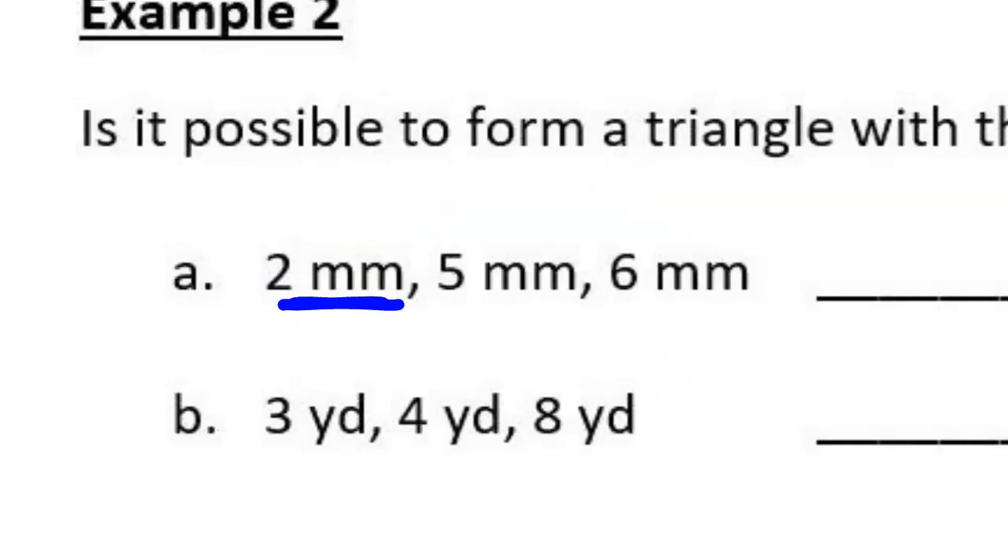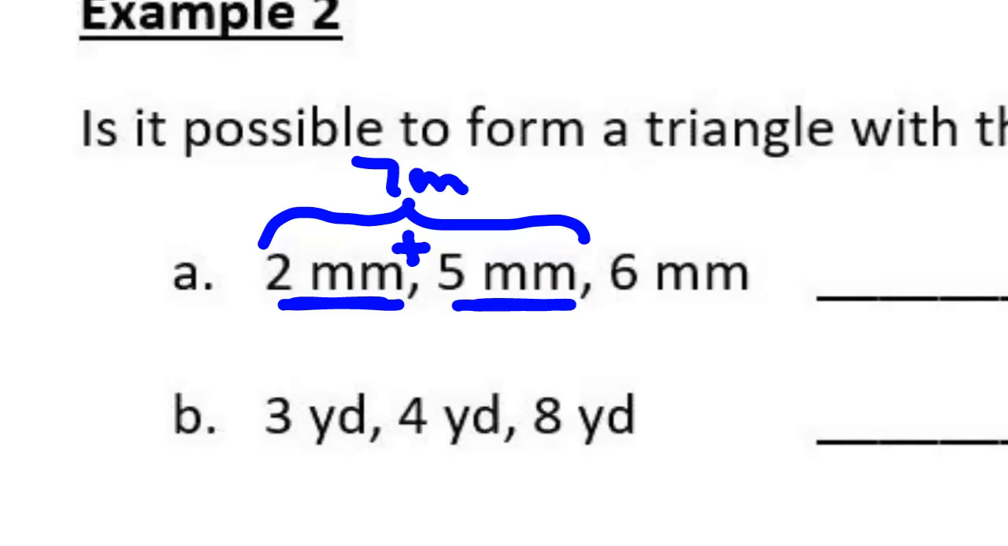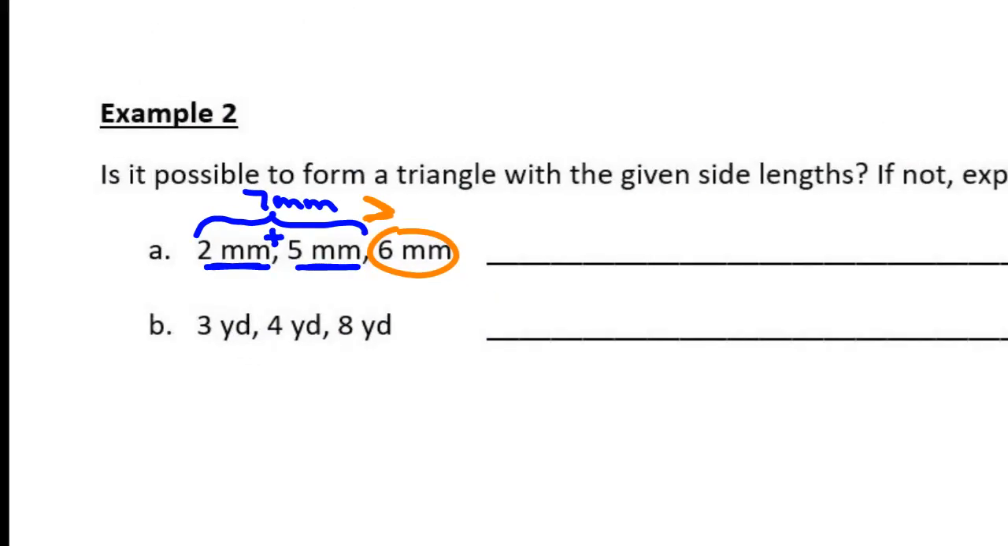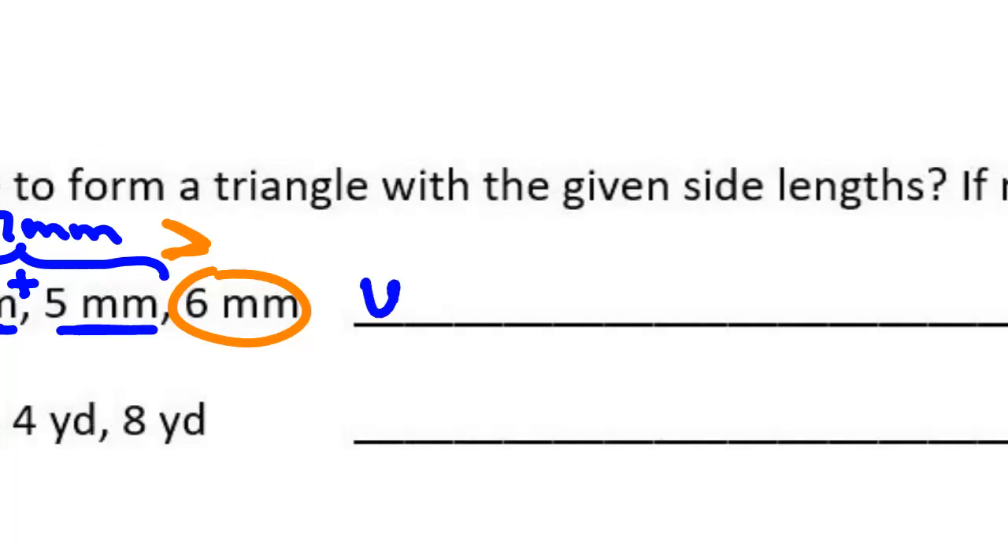2 and 5. So we're going to take 2 and 5. We're going to add them together. What do we get when we add 2 and 5 together? 7. So I get 7 millimeters. When I compare that to my third side, which was my biggest side, is the sum greater than, less than, or the same as my biggest side? Greater than. So can this form a triangle? Yes. Yes, we can make a triangle.